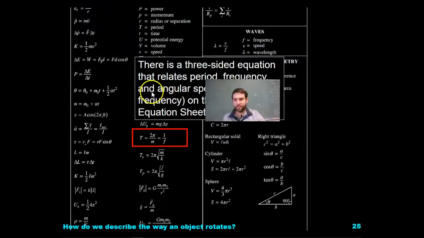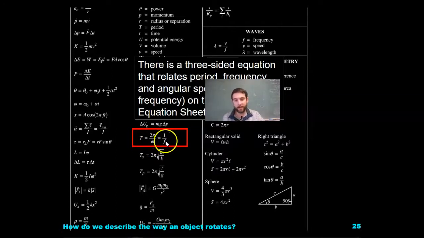There's a three-sided equation, probably, on your equation sheet. These equation sheets are changing at some point. Just know that it's there. It's more useful if you don't need the equation sheet, of course, but, you know, can't remember everything, right? So this equation relates period to angular velocity and also to frequency.